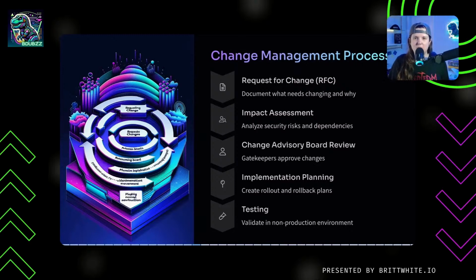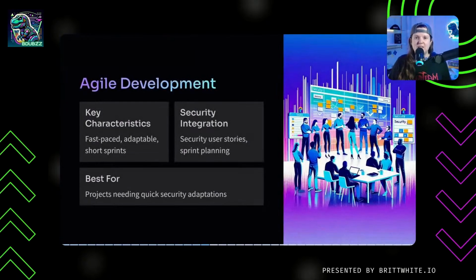Now, there's different development methodologies you should be aware of for both the CISSP exam and real-world practice. The first one is Agile. This is a fast-paced, adaptable approach with short sprints and close teamwork. From a security perspective, Agile embeds security directly into sprint planning through dedicated user stories and incorporates threat modeling through backlog grooming. This method works well for projects requiring quick security posture adaptations.